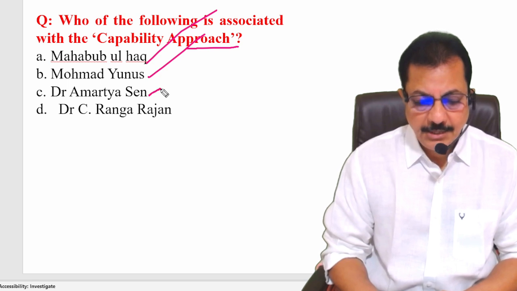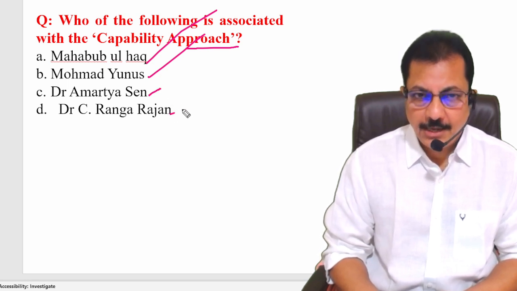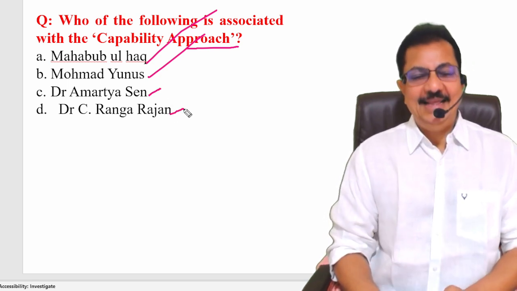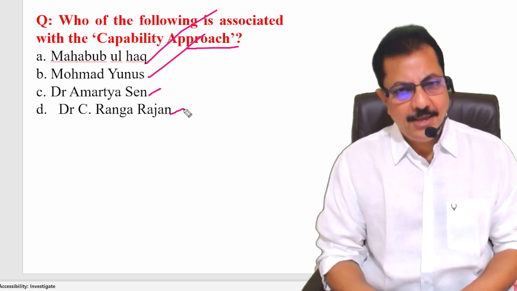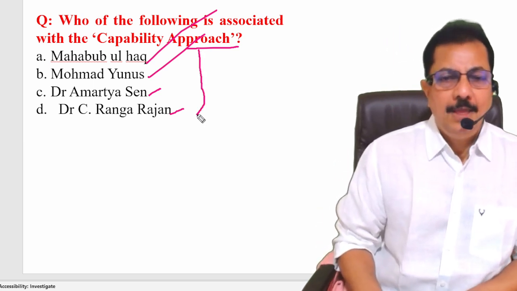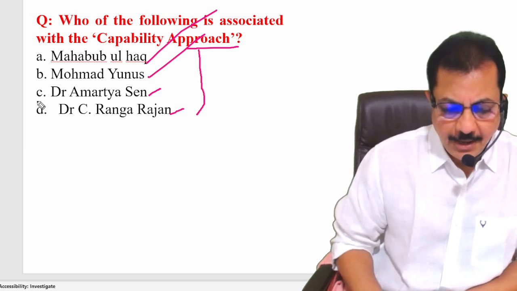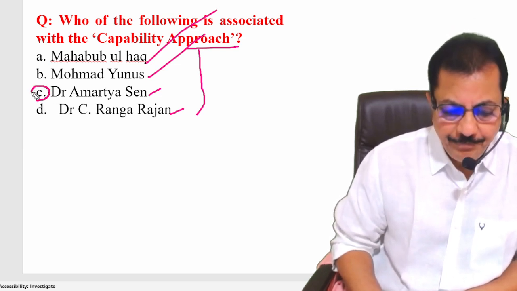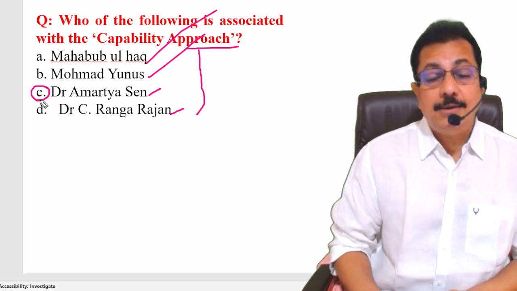Dr. Amartya Sen, Dr. C. Rangarajan? These are Indians. Clear? Very popular. All the four are very popular. But who gave the capability approach? Our answer is, please remember, option C, Dr.